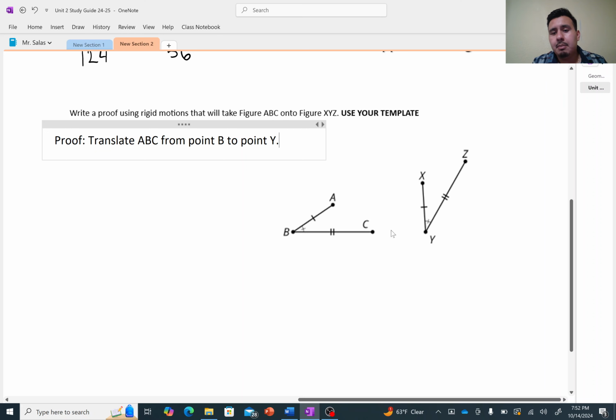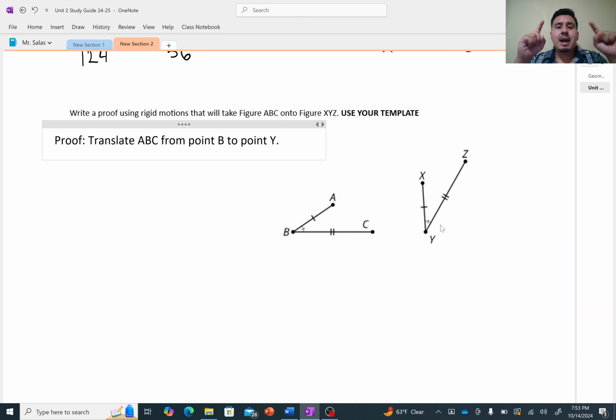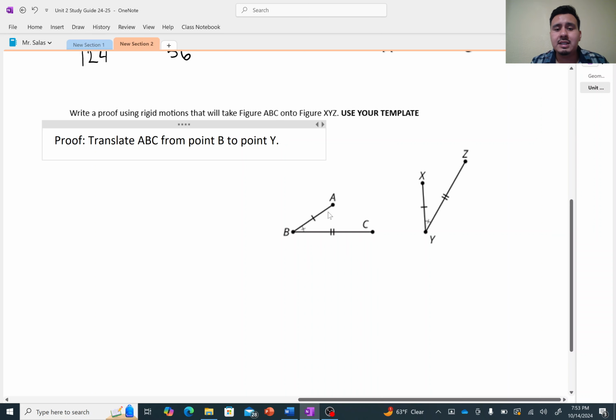Now, why did I say translate? Well, if you look at ABC and XYZ, they're not together. The first thing I always want to do if I have two separate figures is put them together by lining up at least one point. In this case, I want to line up B with Y since I know they are congruent. So I line up B with Y.